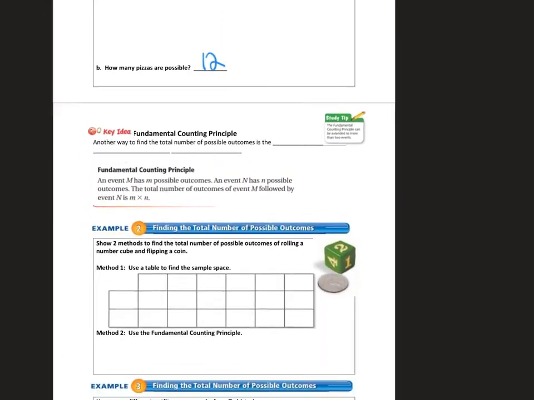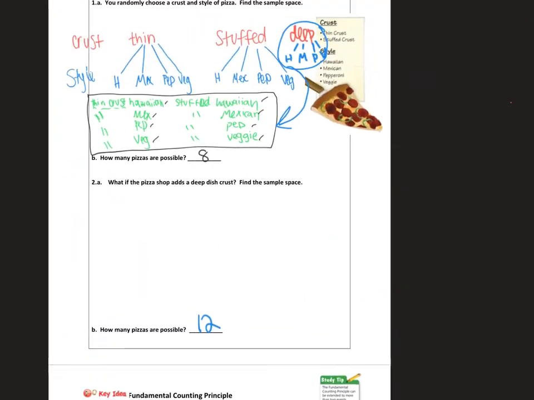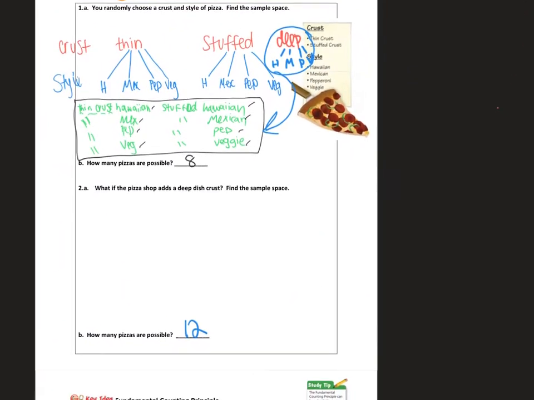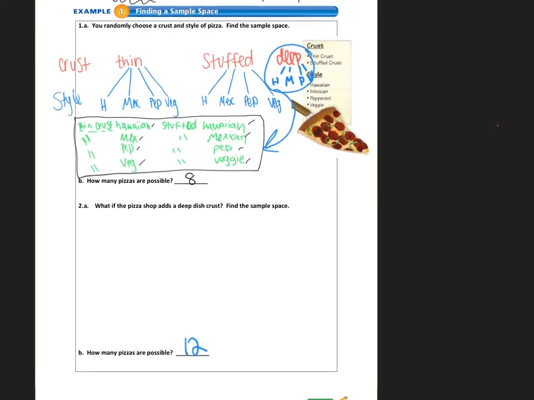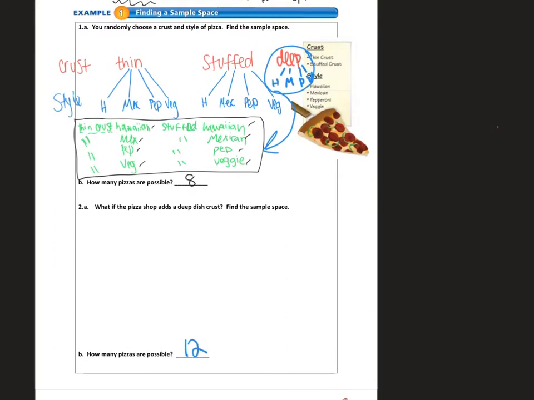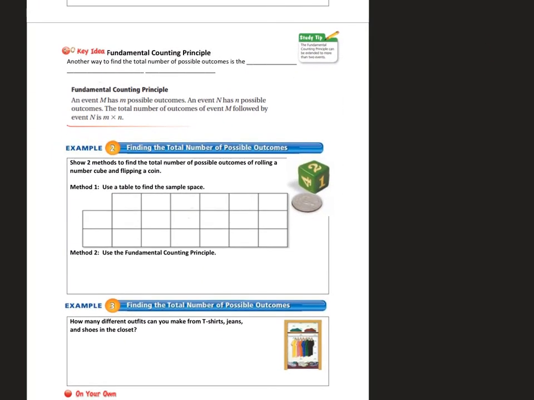Continuing on, this tree diagram can get really tiresome, especially when you have so many different options. Say they had 10 different crusts and 20 different styles. That would take forever to find how many different combinations of pizzas are possible. So there's something that we can use that is called the fundamental counting principle. Okay, so another way to find the total number of possible outcomes is the fundamental counting principle.